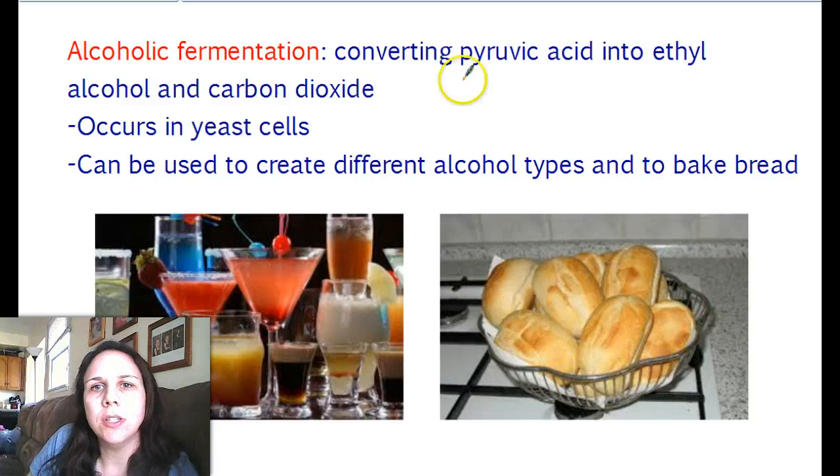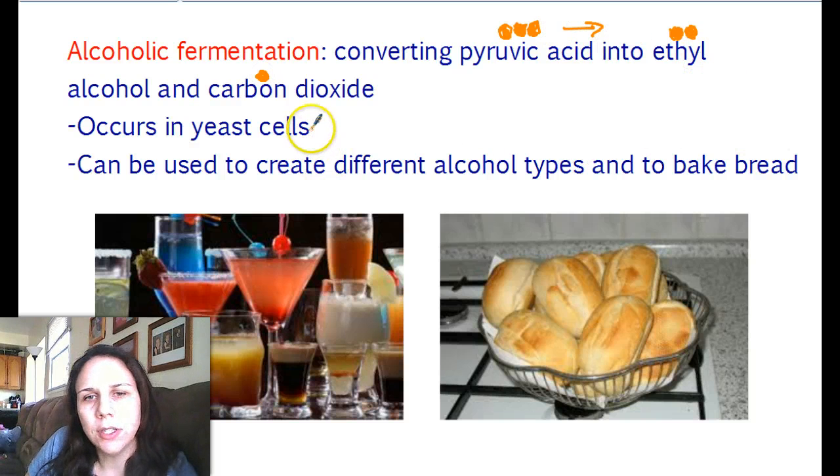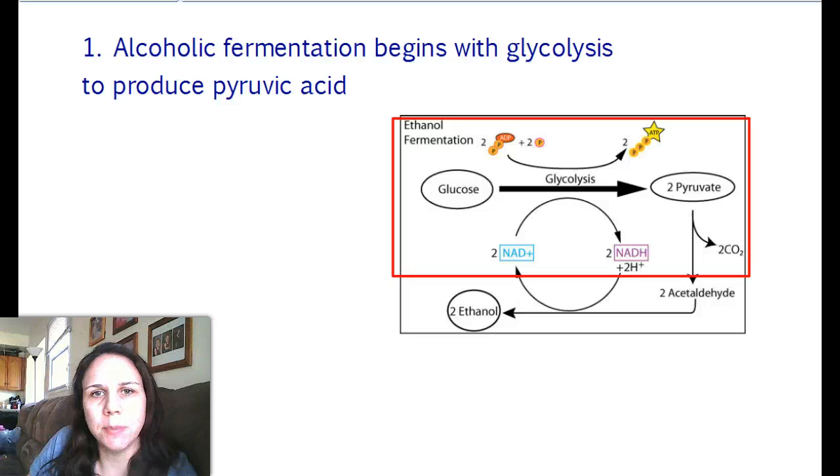Alcoholic fermentation takes pyruvic acid, which if you remember was a 3-carbon product of glycolysis, turns it into ethyl alcohol, which is a 2-carbon molecule, and carbon dioxide, which is a 1-carbon molecule. So that turns into those. This occurs in yeast cells. Yeast are what we use to ferment things. It can be used to create different alcoholic beverages. It can also be used to bake bread. Okay, let's look at the steps.